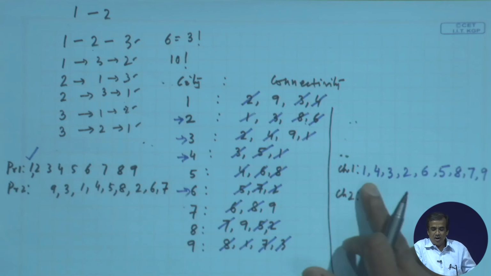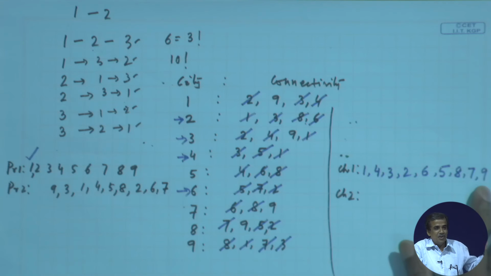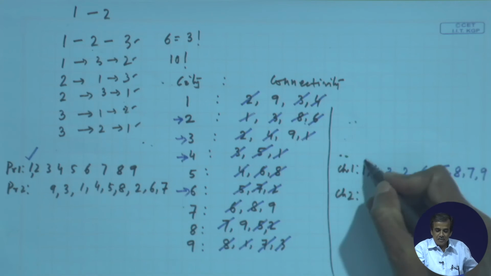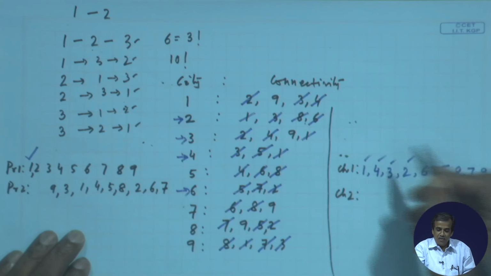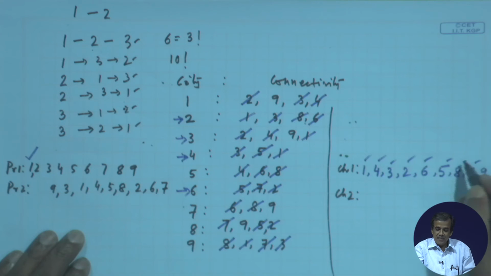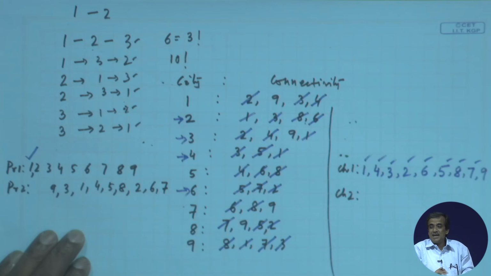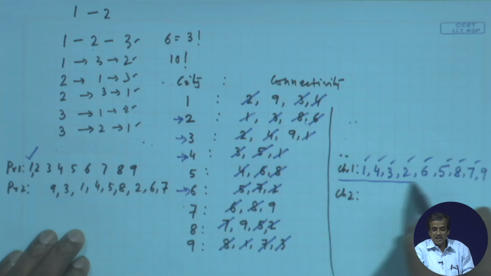You see all the cities have been considered only once. You check 1, 2, 3, 4, 5, 6, 7, 8, 9. All the cities have been considered once and there is no repetition. So this is a feasible child solution and you can check also from the connectivity graph that this is a feasible solution.